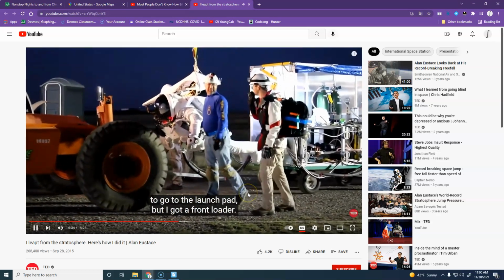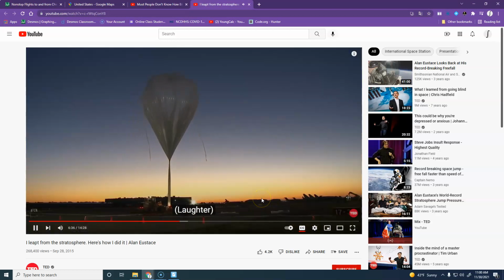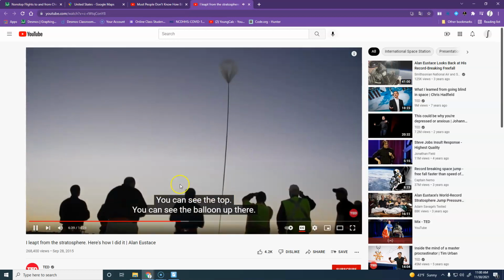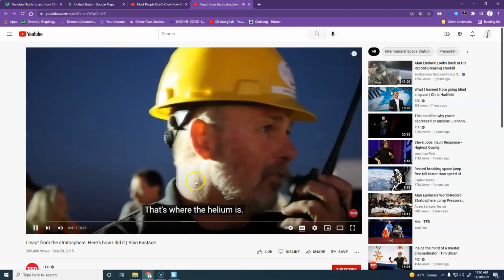Van to go to the launch pad, but I got a front loader. He did not have like a capsule. You can see the balloon up there. He just had a spacesuit.